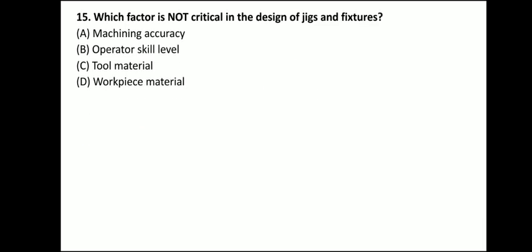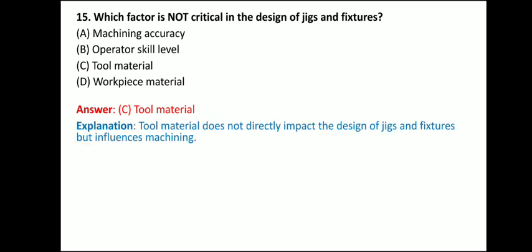Next question. Which factor is not critical in the design of jig and fixture? The answer is tool material. So tool material is not that important in the design of jig and fixture. Tool material does not directly impact the design of jig and fixture but influences machining. So this is the answer.